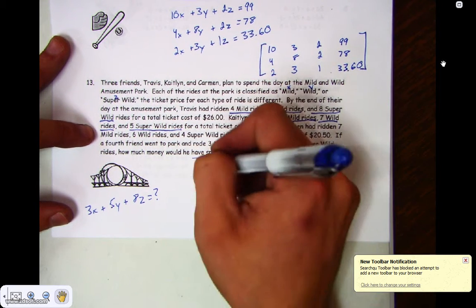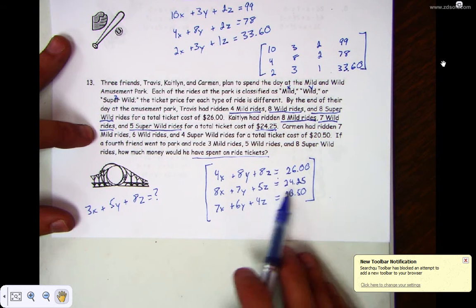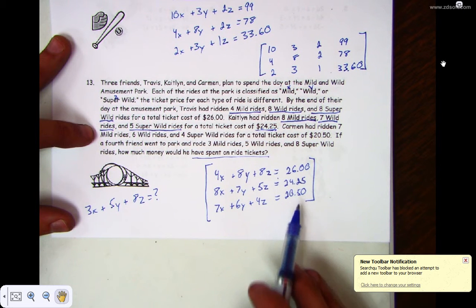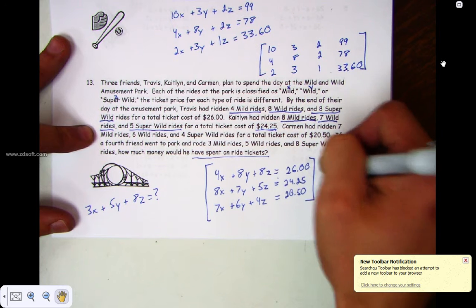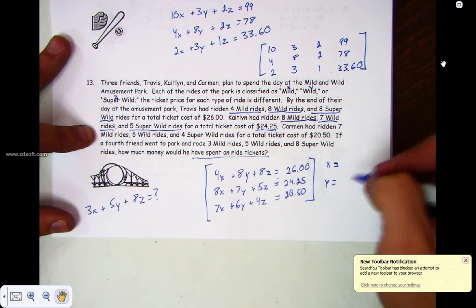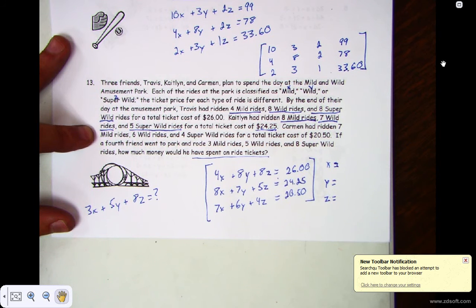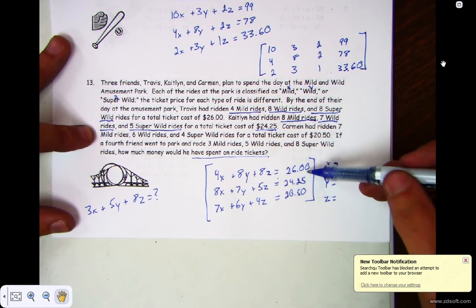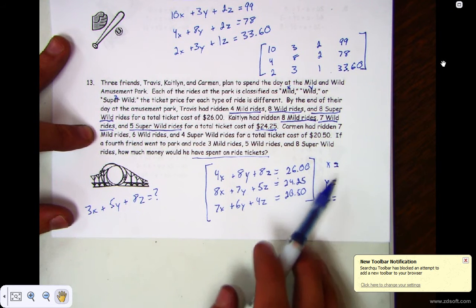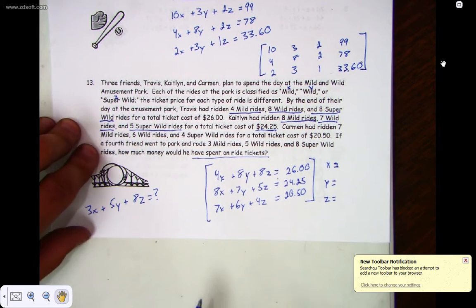Here's our matrix, okay? When we plug it in, we'd have a 4, 8, 8, 26, 8, 7, 5, 24.25, 7, 6, 4, 20.50. If we plug that in, we're going to find out how much it costs to ride a mild ride, how much it costs to ride a wild ride, and how much it costs to ride a super wild ride. Okay? When we figure out those after plugging our matrices into our calculator, then we can plug in our x, our y, and our z and find out how much the total cost was for this person. That's how you would answer that problem.